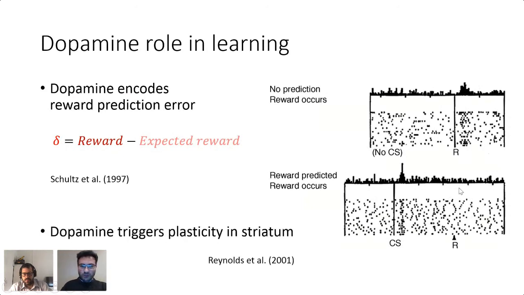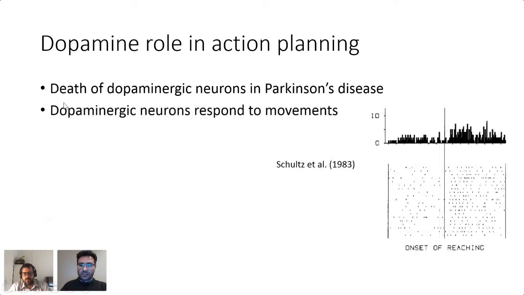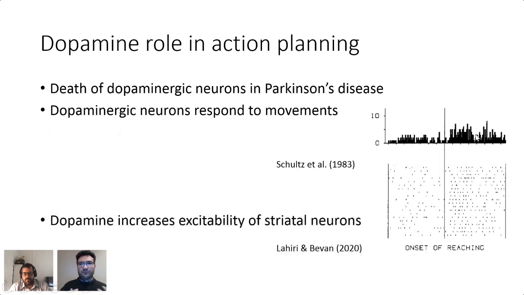And according to the classical reinforcement learning theory, this prediction error triggers learning of the reward expectation. And indeed, it has been observed that dopamine modulates synaptic plasticity in the striatum. However, this classical reinforcement learning theory does not capture the important role of dopamine in action planning. And this role is evident from the difficulties in planning movements seen after the death of dopaminergic neurons in Parkinson's disease. The role of dopamine in movements and action initiation is also consistent with responses of many dopaminergic neurons to movements. And the function of dopamine in energizing movements comes from the fact that it increases excitability of key neurons in the striatum.